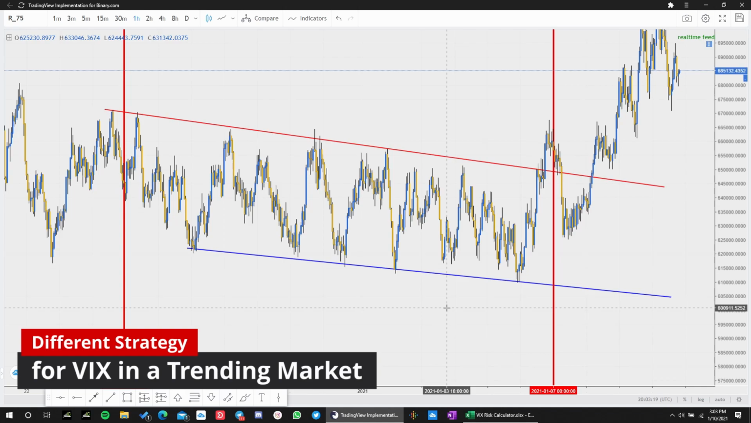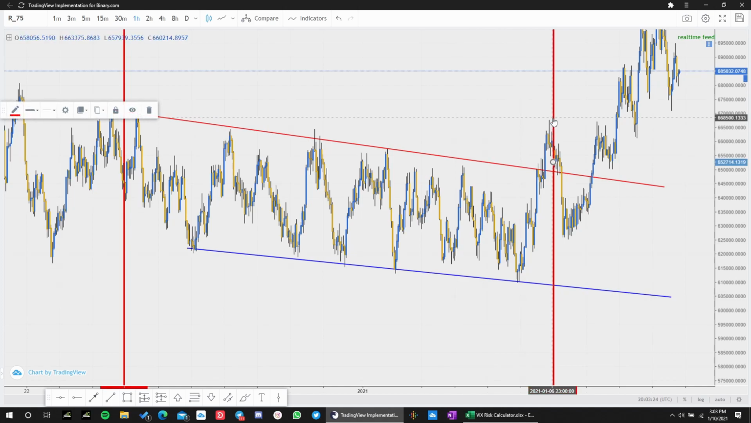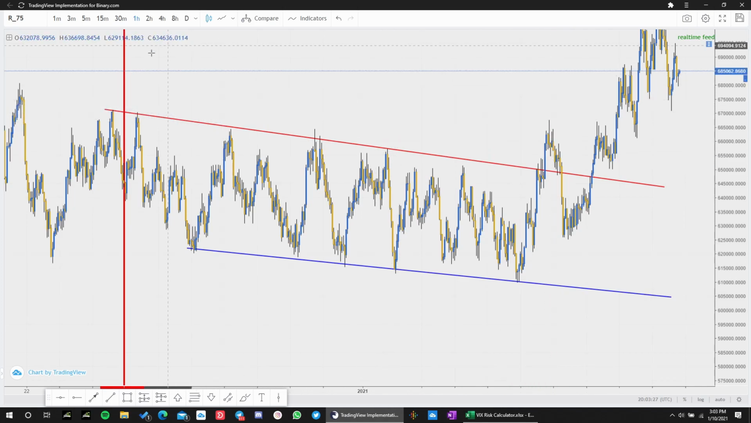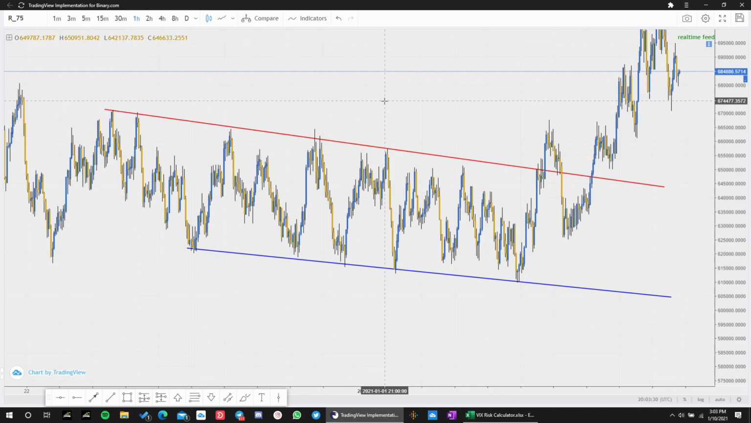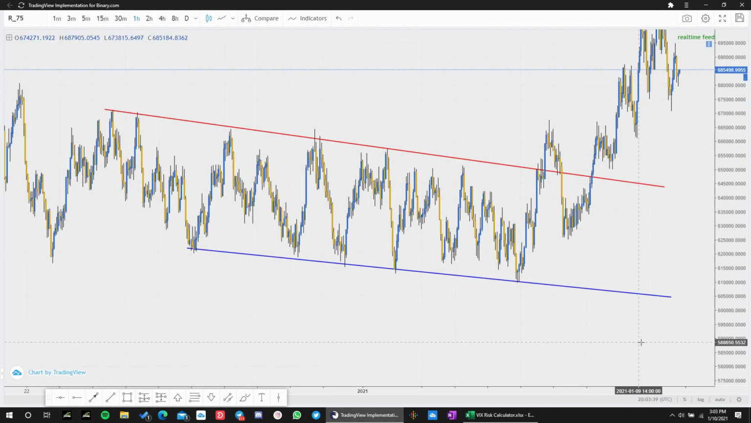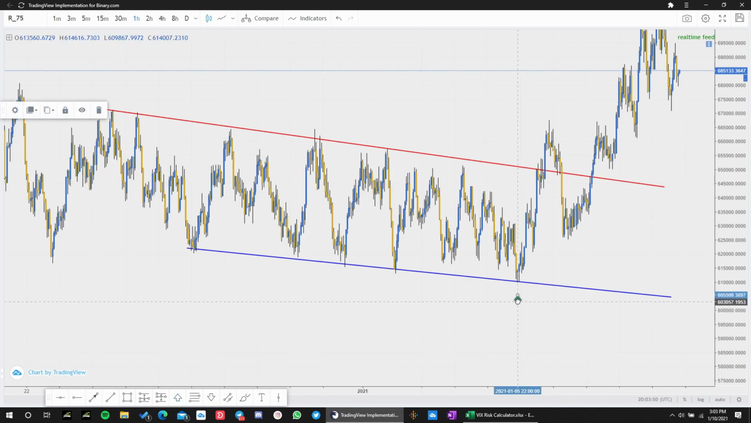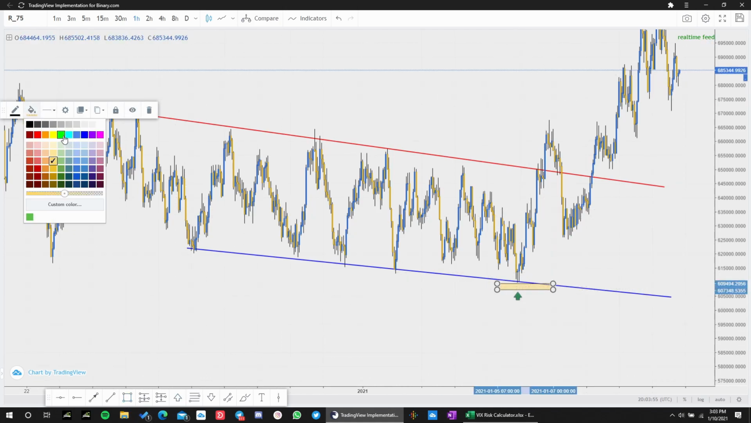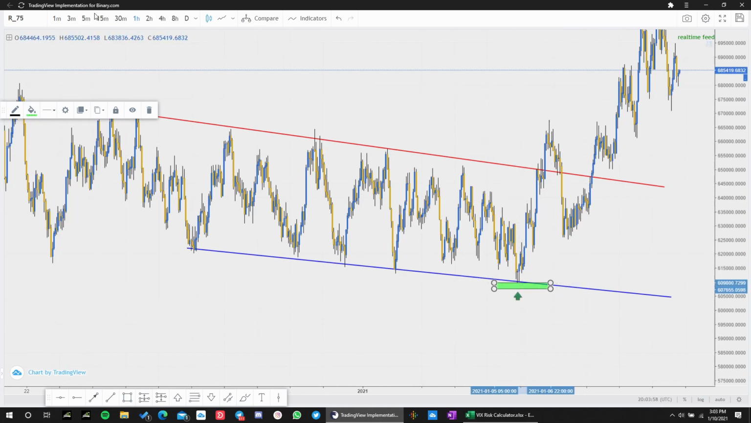However, the same strategy can't really be applied when VIX75 is in a trending market, because when it's trending it's a completely different animal. So let's take a closer look at how to take trades on VIX75 in a trending market. If we take a closer look at how price interacts with the bottom of this descending channel and on the lower time frame, then a lot of clues to get into trading opportunities start to present themselves. So we are going to start by taking a look at how price reacts at the bottom of the channel.